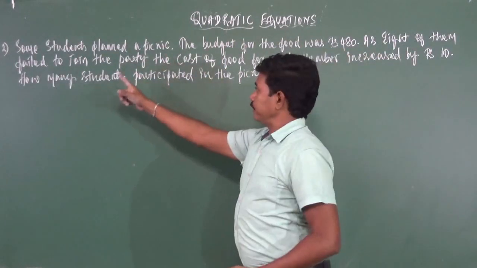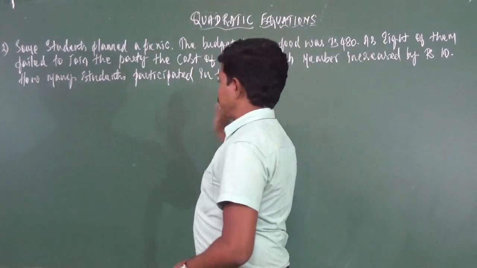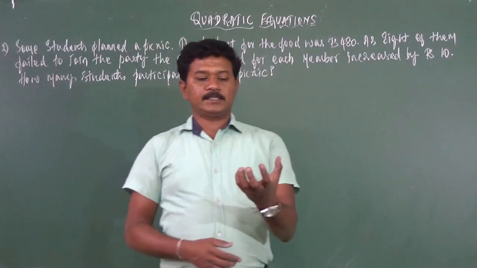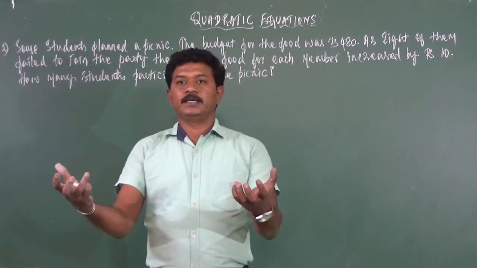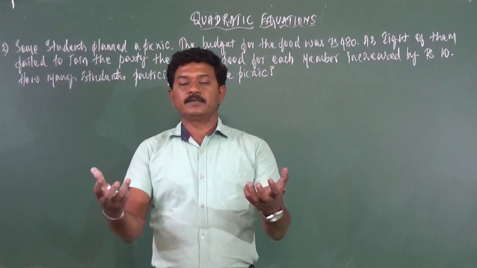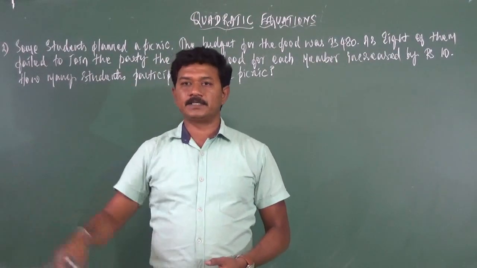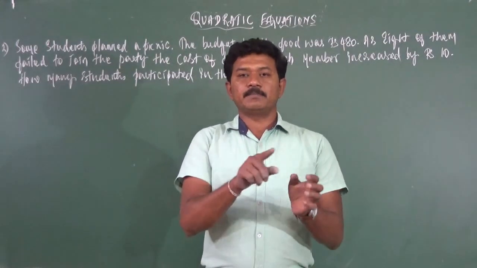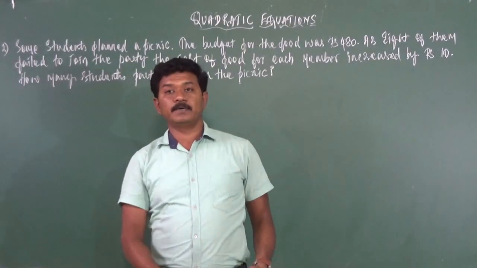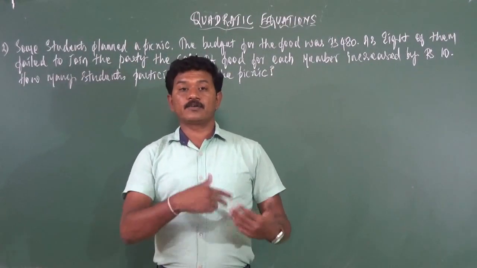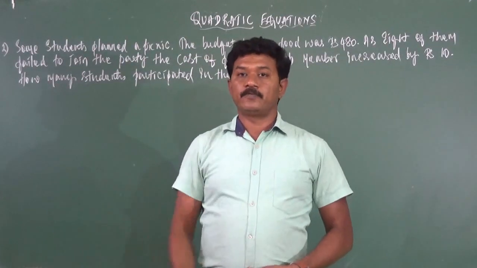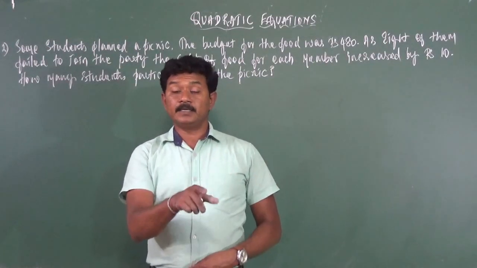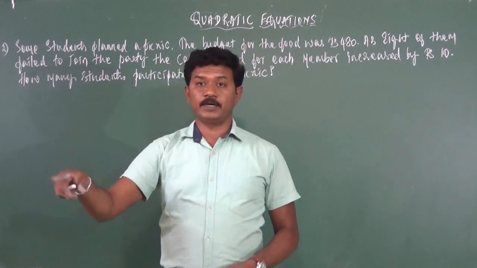As 8 of them failed to join the party, the cost of the food for each member increased by rupees 10. So X number of students were there, 480 rupees was the budget. Each student was paying 480 by X rupees. As 8 students failed to join the party, the number becomes X minus 8, because 8 of them failed to join. They are not in the picnic, so they are not going to pay for the food. Naturally 8 members decreased, so that becomes X minus 8. But the budget for the food remains the same, that is 480 rupees itself.